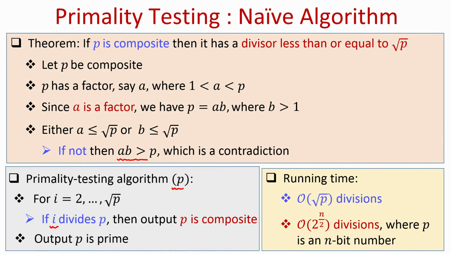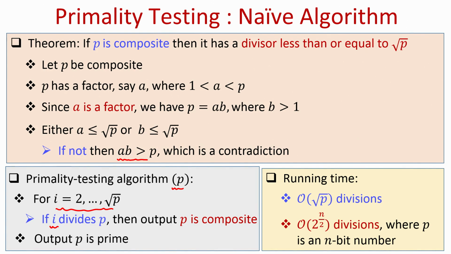It turns out that the running time of this algorithm is of the order of root p divisions, because you are performing root p divisions, and since p is an n bit number, the magnitude of p is 2 to the power n. So, basically you are performing 2 to the power n by 2 divisions in this naive algorithm, and hence this is an exponential time algorithm which we can't use in practice to test whether a given number p is prime or not if n is sufficiently large. So, it was really a very challenging problem to verify whether a given number p is prime or not in polynomial amount of time.